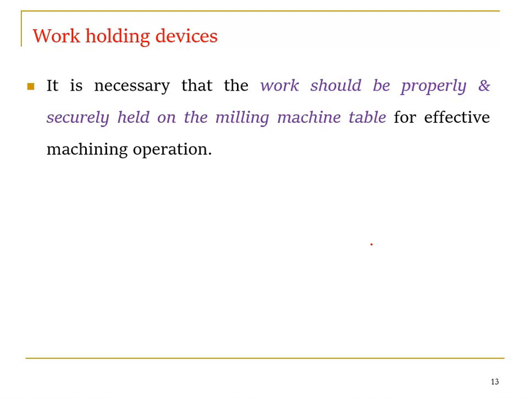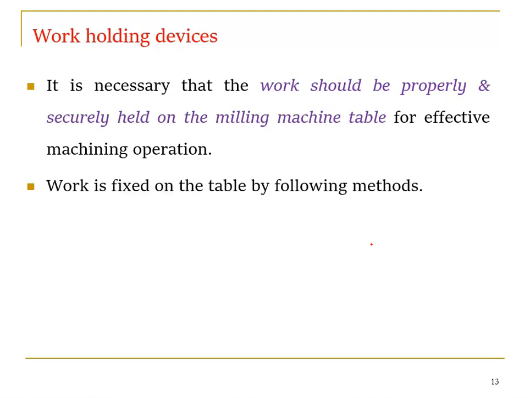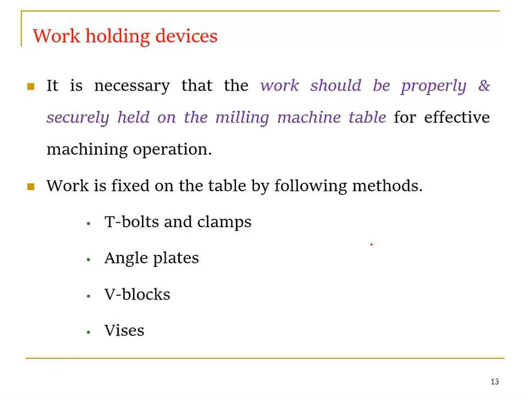So it is necessary that work should be properly and securely held on the milling machine table for effective machining operation. So work can be fixed by the following methods. T-bolts and clamps. We have already seen these, right? This is similar to what we saw in drilling. T-bolts and clamps, angle plates, V-blocks and then vises.